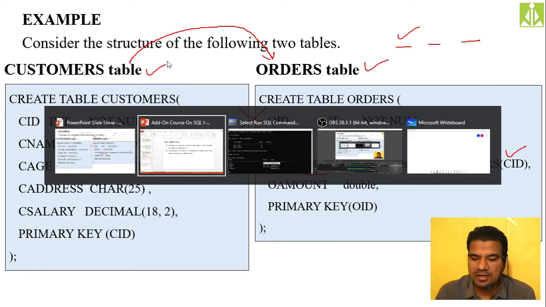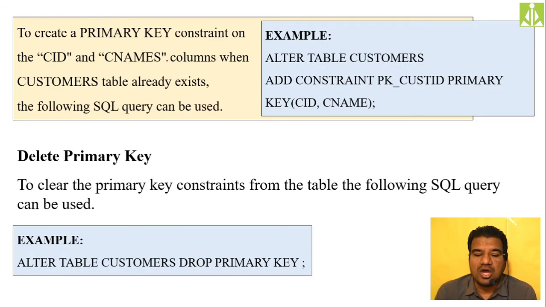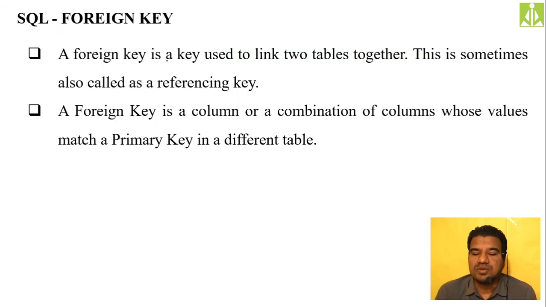So let's discuss what concepts we have here. A foreign key constraint is used to link two tables together. Just now I explained how we are linking two tables. This is also called the referencing key, because the orders table is referencing the customer ID from the customers table. That's the reason we call a foreign key a referencing key also. A foreign key is a column or a combination of columns whose values must match a primary key in a different table.